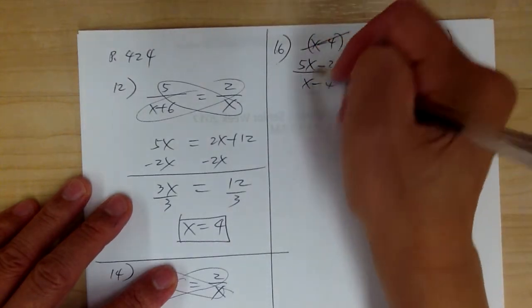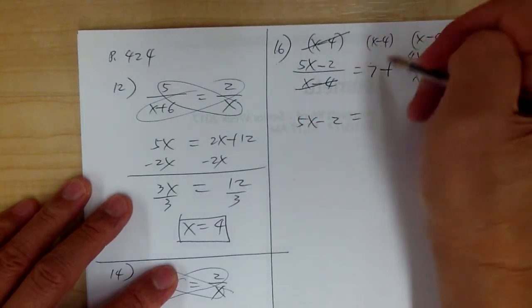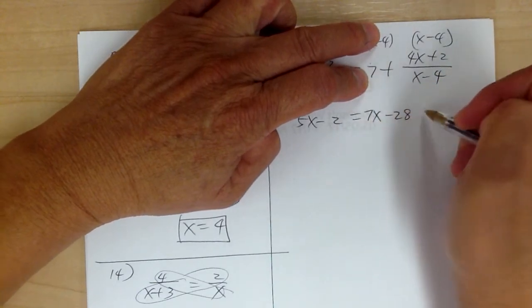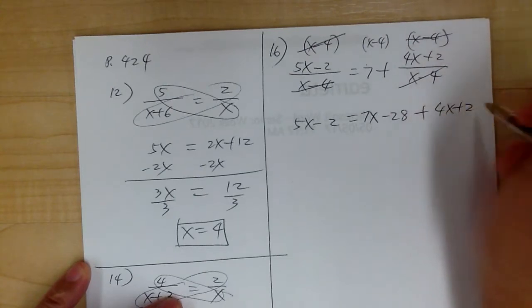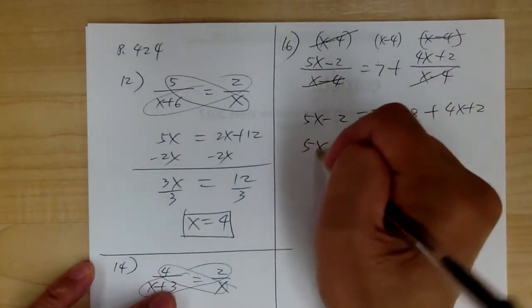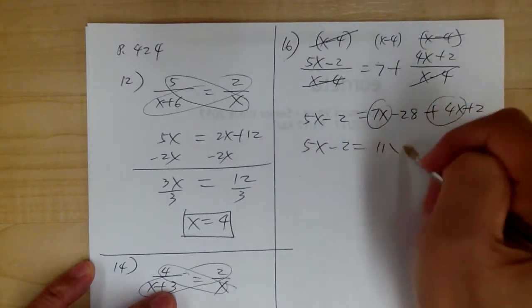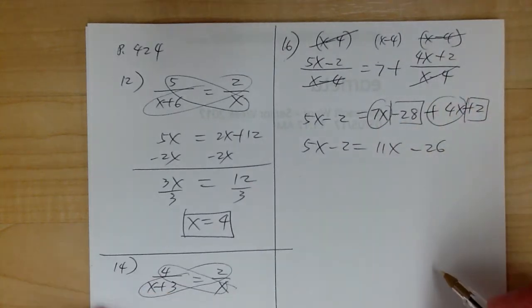So this cancels out, and I get 5x minus 2 equal to, this one does not cancel, so you multiply and get 7x minus 28. And this cancels out, so I get 4x plus 2. Let's combine the like terms. This one and this one would be 11x. This one and this one would be minus 26.